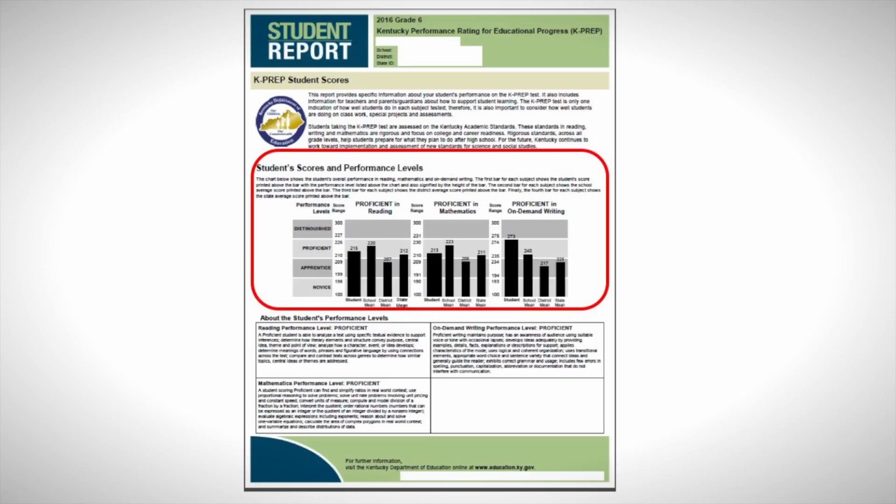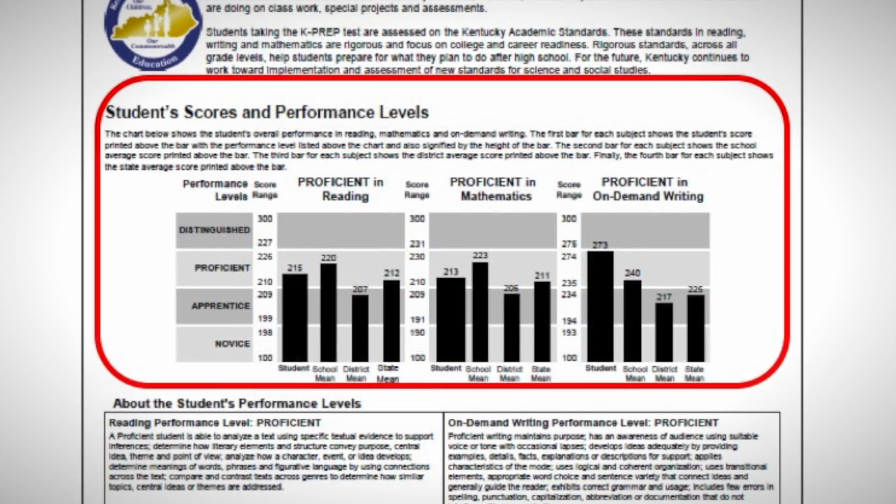The next area contains a chart showing your student's performance levels. Different grades are tested on different subjects. In this sample, you see 3 subject areas: reading, math, and on-demand writing. You also see where your student scored, what the average score in that subject is at the student's school, the district average, and the state average. The performance levels continue to be novice, apprentice, proficient, and distinguished.